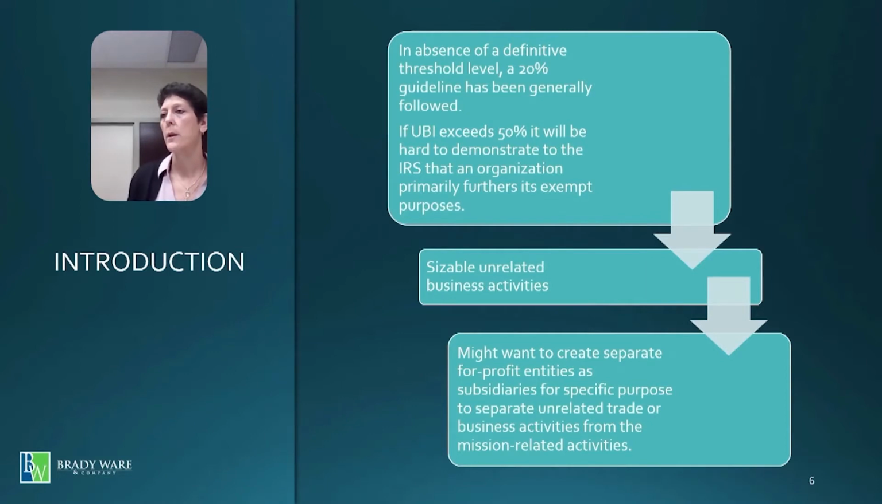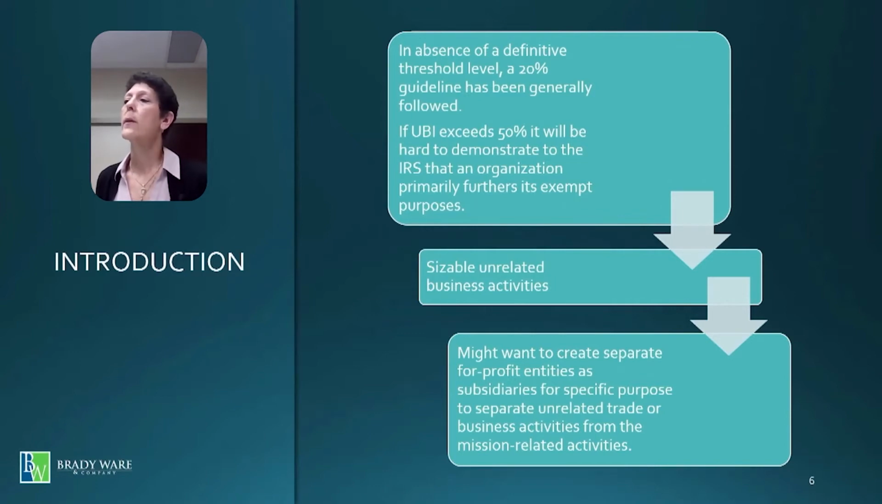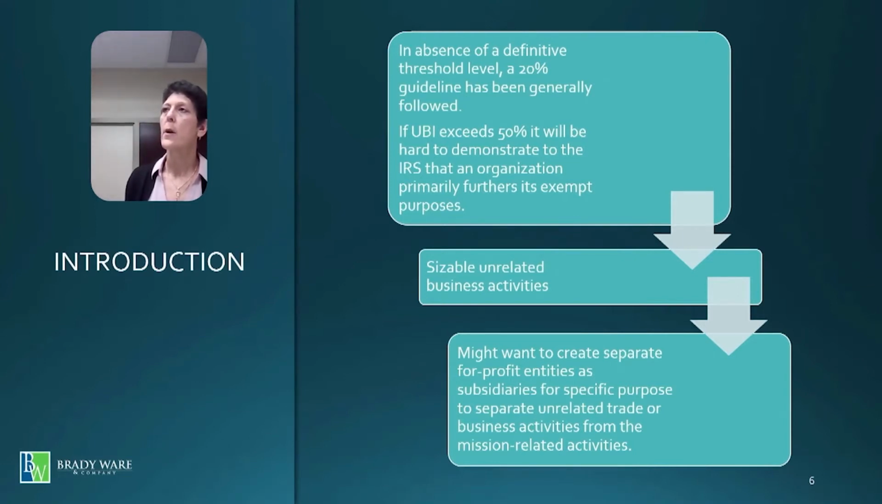So if your organization is generating UBIT income and it is less than the 20% guideline, then you shouldn't have any issues that the IRS would feel would jeopardize your nonprofit exemption status. Now, if your UBIT income exceeds 50%, it would be hard to demonstrate to the IRS that your organization's primary purpose is its exempt purpose, that your organization is really a profit-motive organization.